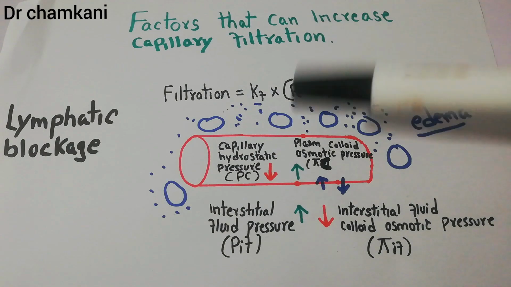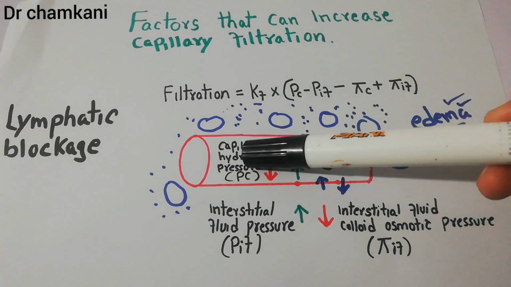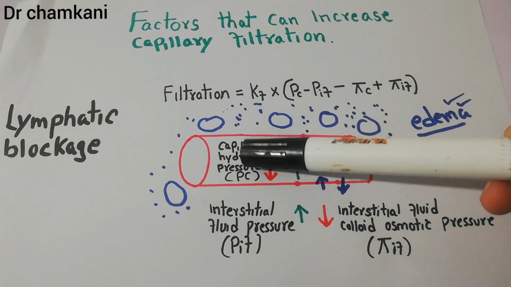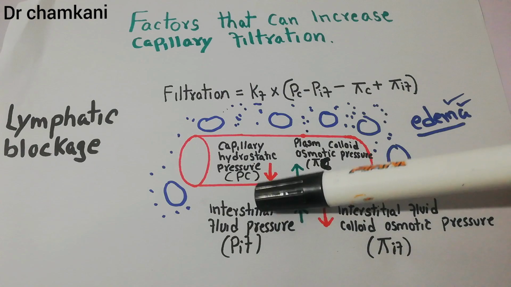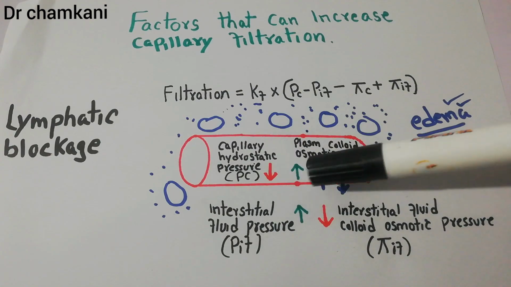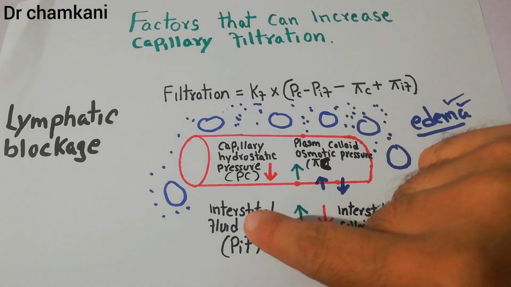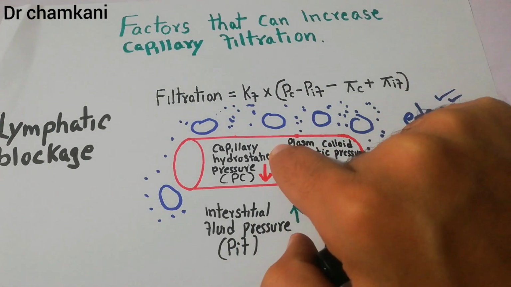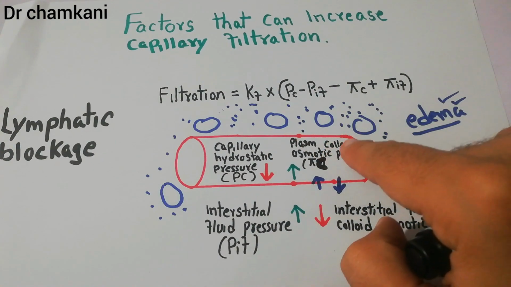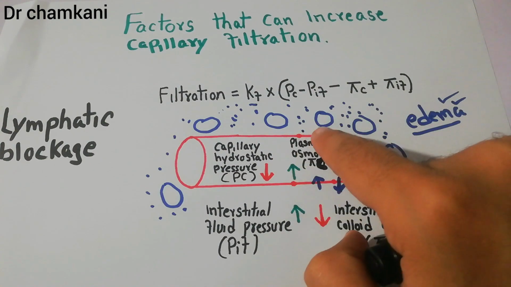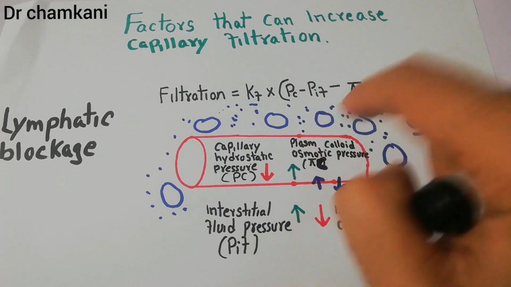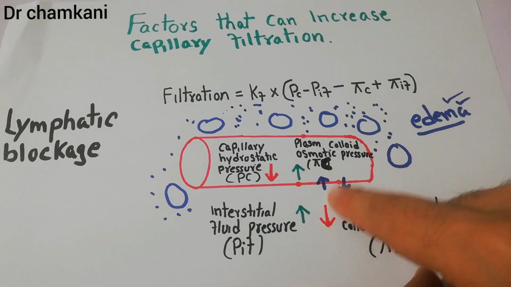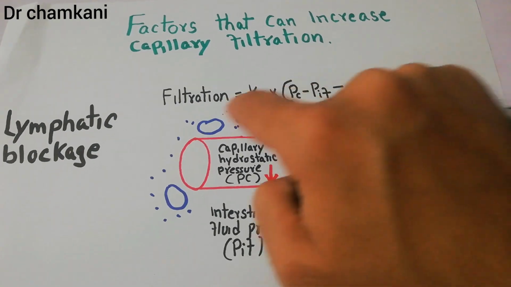We discussed previously that there are four main important factors, two in the capillary lumen and two in the interstitium. The capillary hydrostatic pressure pushes the fluid outside the capillary. The interstitial fluid hydrostatic pressure pushes the fluid into the capillary. The plasma colloid osmotic pressure pulls the fluid from the interstitium into the lumen of the capillary. And finally, the interstitial fluid colloid osmotic pressure pulls the fluid from the capillary lumen into the interstitium.